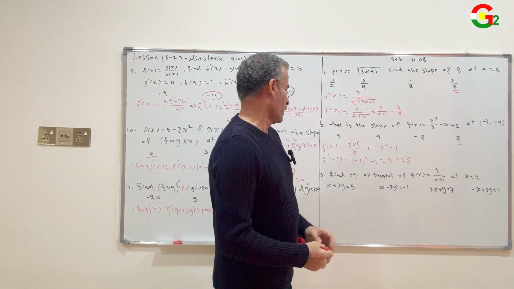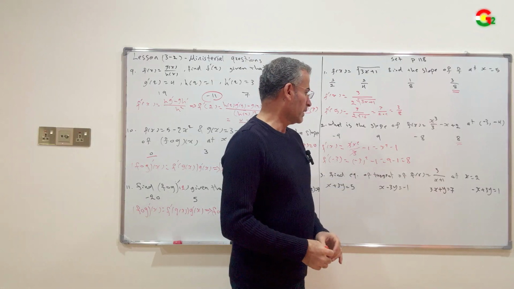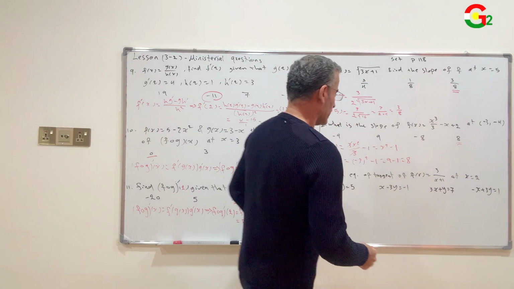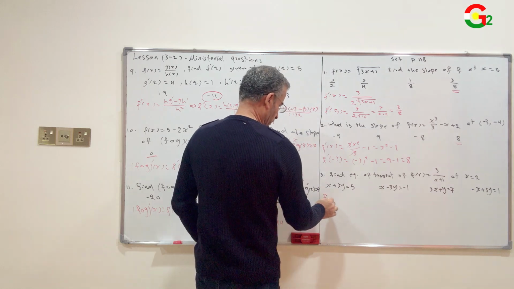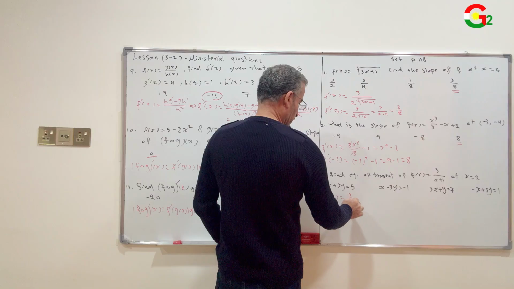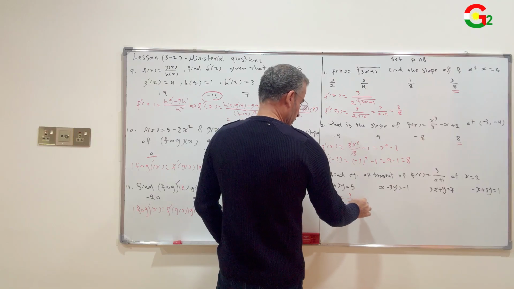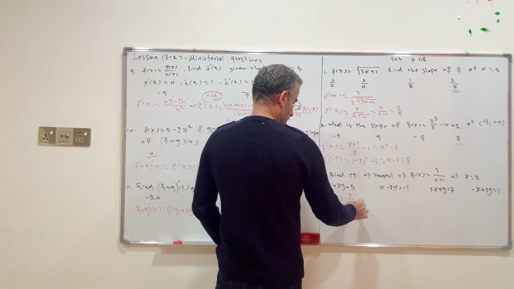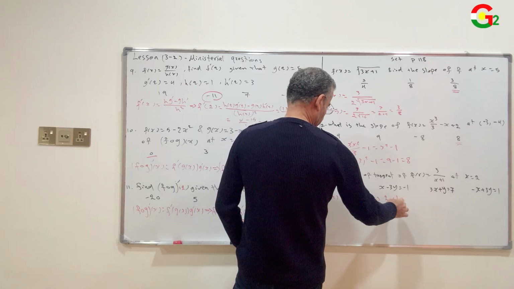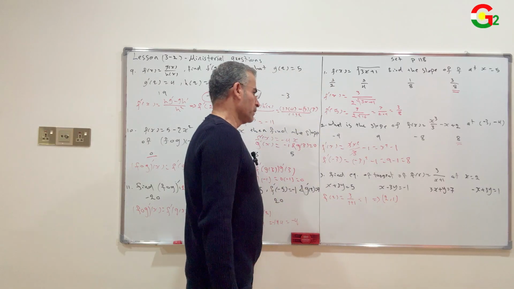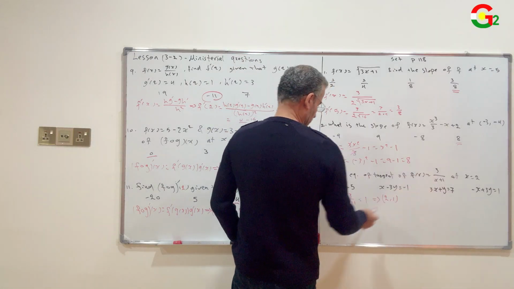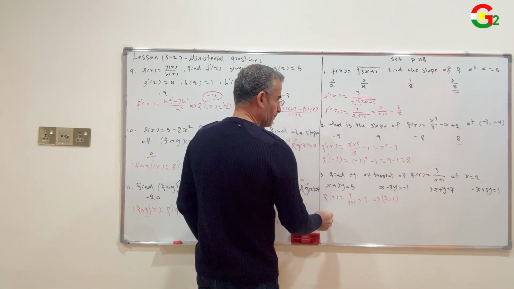Find the equation of tangent line of f of x equal 3 over x plus 1 at x equal 2. To find the equation of the tangent line, we need the slope and the point. We have the x coordinate of the point. Find the y coordinate of the point. f of 2 equal to 3 over 2 plus 1 equal to 3 over 3 equal 1. Then the point of tangency is 2, 1. We want to find the slope. It's equal to the derivative of this function at the point of tangency.